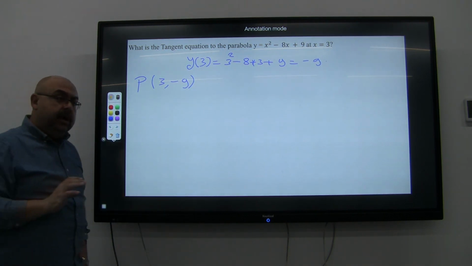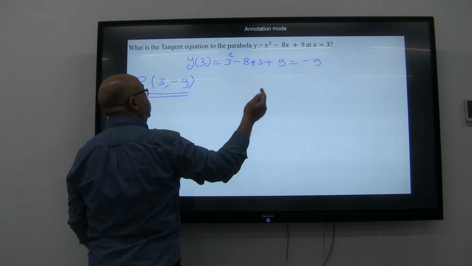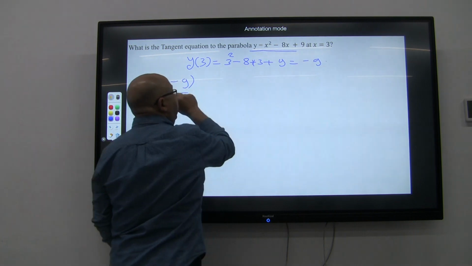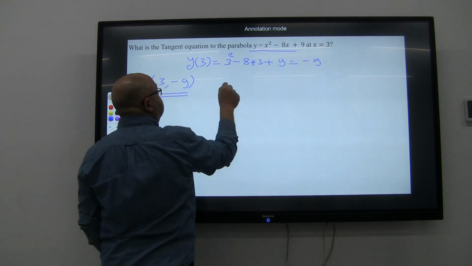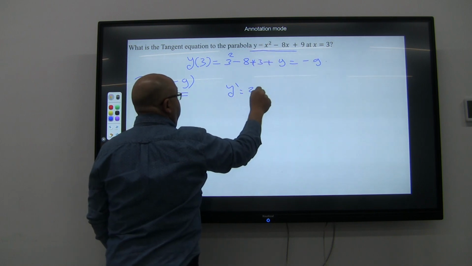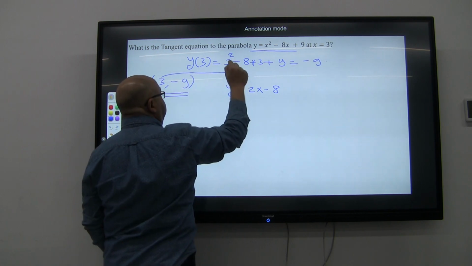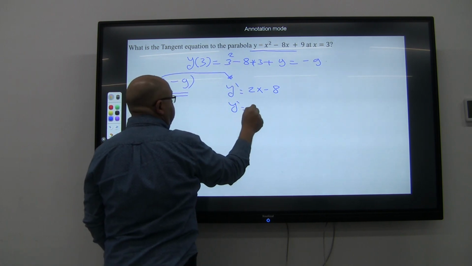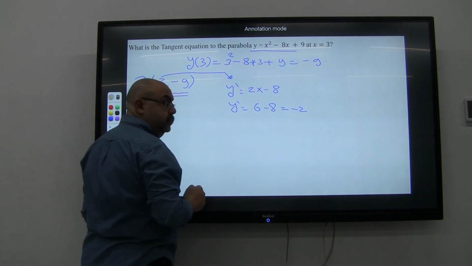Step number 2: I want the slope at this point. In order to get the slope of this function at that point, all I have to do is get the derivative. Differentiate, Mr. Yusuf. 2x minus 8. Then start substituting by 3. So y dash is going to equal 6 minus 8, which is going to be negative 2.